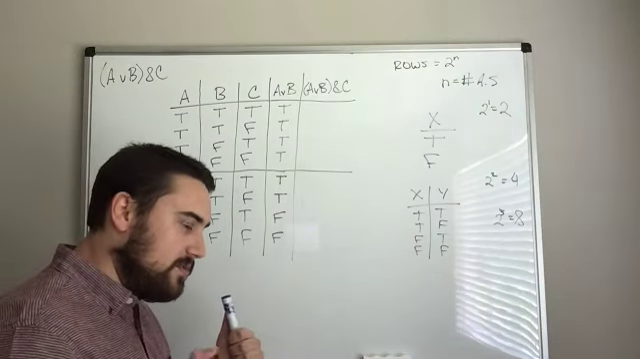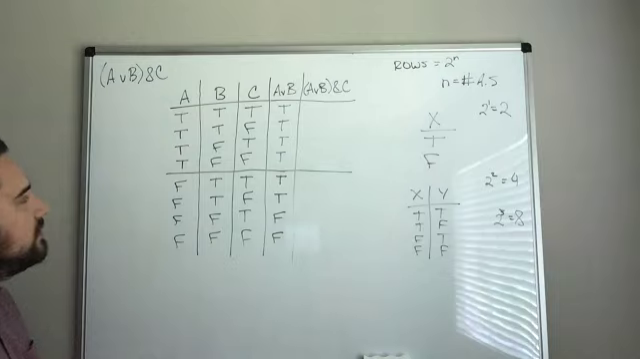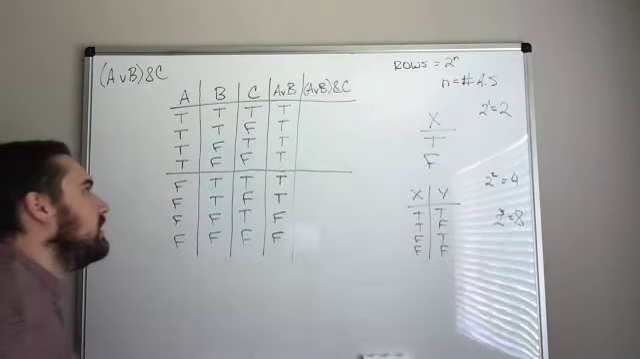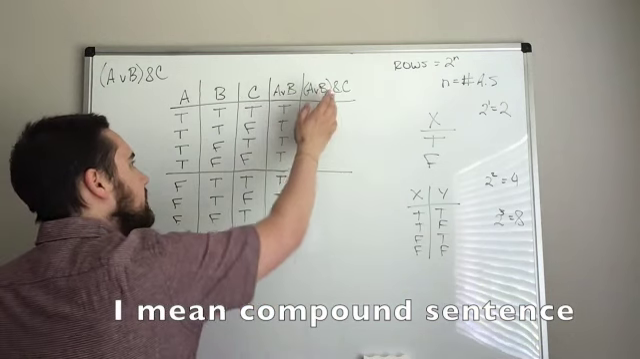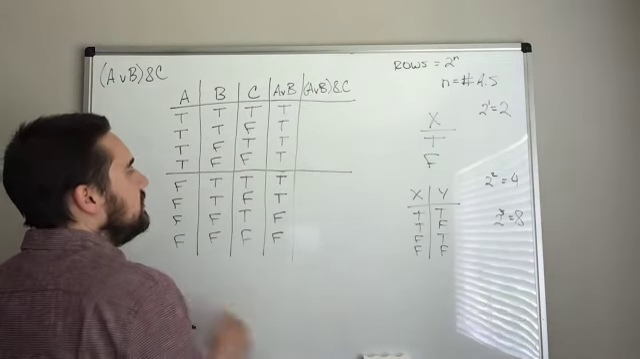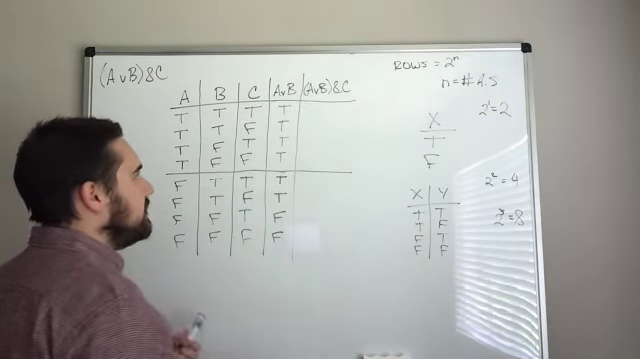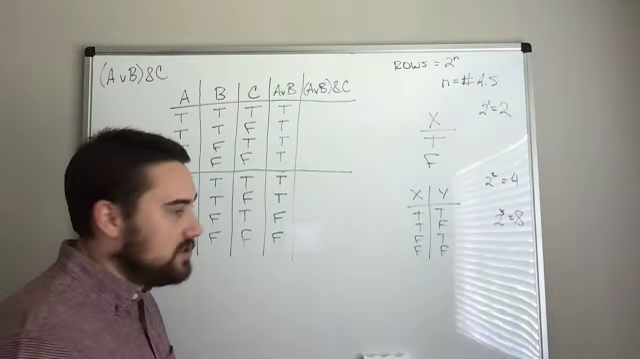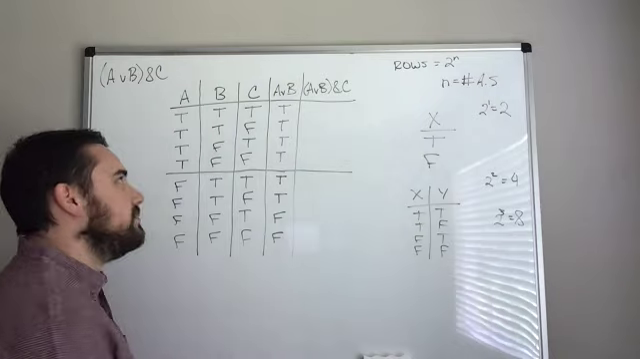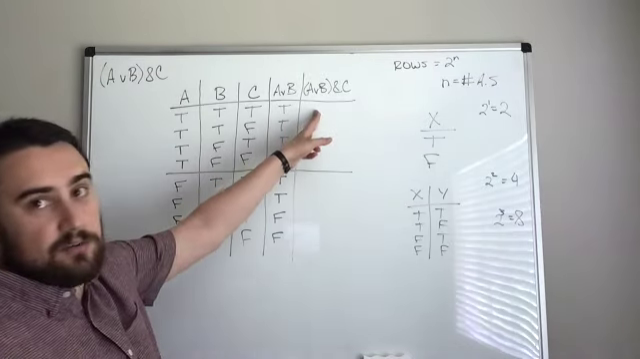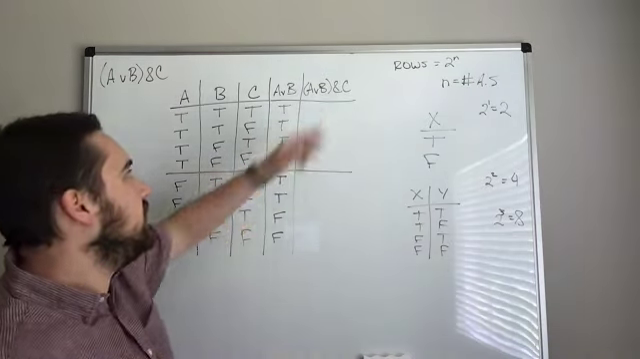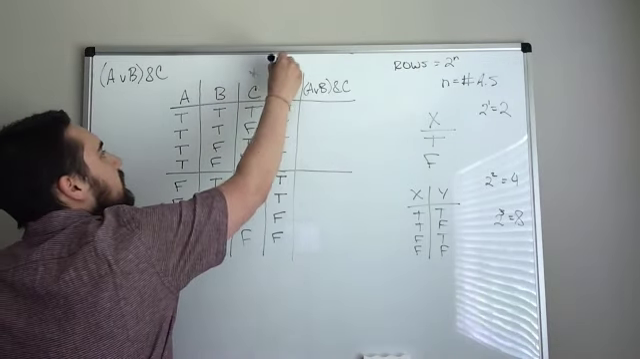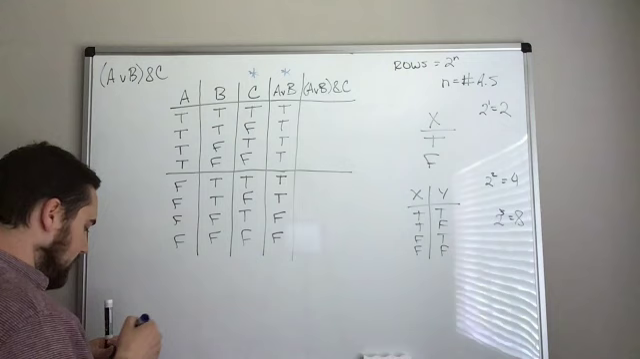I want to encourage you not to get freaked out by this big, ugly atomic sentence. The bottom line is that this is just a conjunction, so it follows the same rules as the conjunction, namely the conjunction is true when both conjuncts are true. One of the conjuncts is A or B, the other conjunct is C, so we're just going to look at those 2 rows in order to determine the truth values.